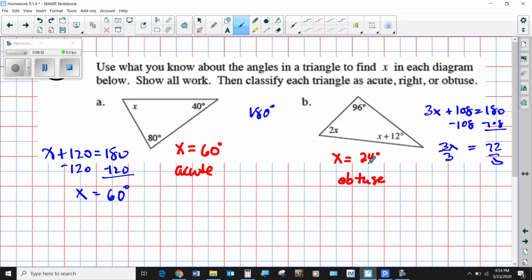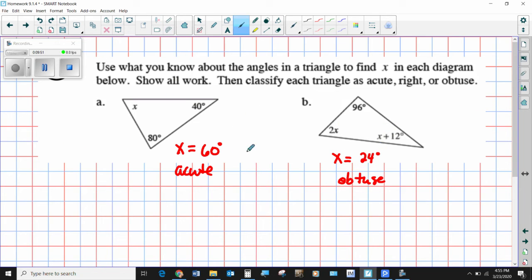Now, if you want to prove this is correct, here it's pretty easy, but here, double 24, and that's 48 degrees. Then here it's going to be 24 plus 12 is 36 degrees. Add those three together, they're going to add up to 180 degrees. So that proves that our answer is correct.